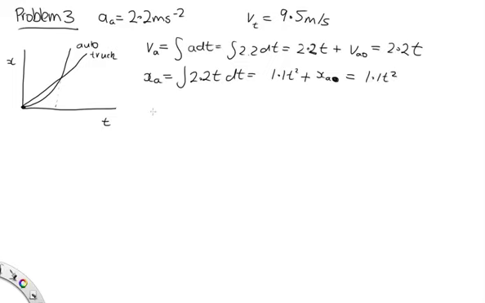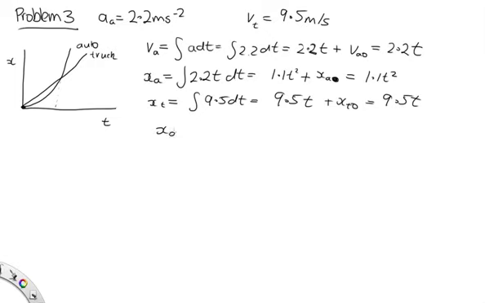Now for the truck, we've got the velocity of the truck and we need to find out the displacement of the truck. So this is equal to the integral of the velocity of the truck. So that's the integral of 9.5 dt, which is just 9.5 t plus xt naught. At time equals 0, they're at the same position, which is x equals 0. So this is equal to 9.5 t.